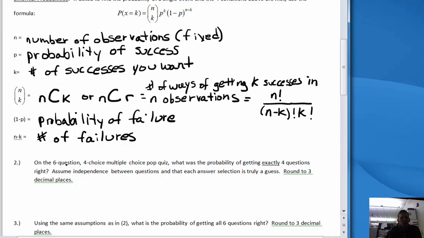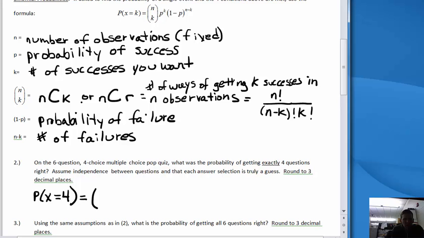On problem 2, you were asked on the 6-question 4-choice multiple choice pop quiz that you took earlier, what was the probability of getting exactly 4 questions right? Assume independence between questions and that each answer is truly a guess. Round to 3 decimal places. What we are looking for is the probability that x is equal to 4. And if we take it back to our formula, k is the number of successes. We're going to answer this question using the formula up here.